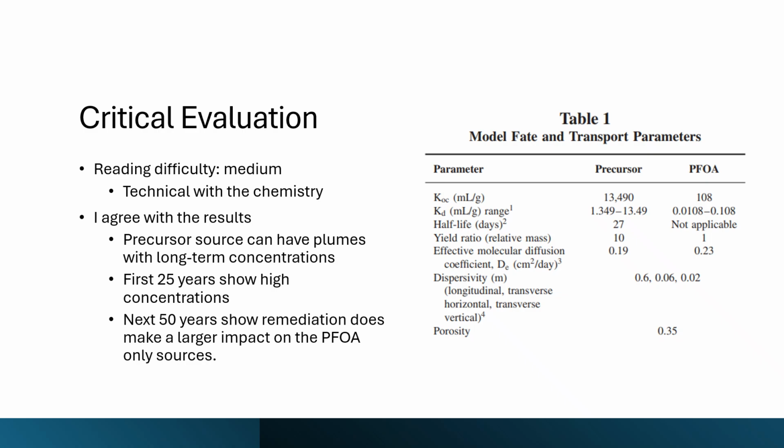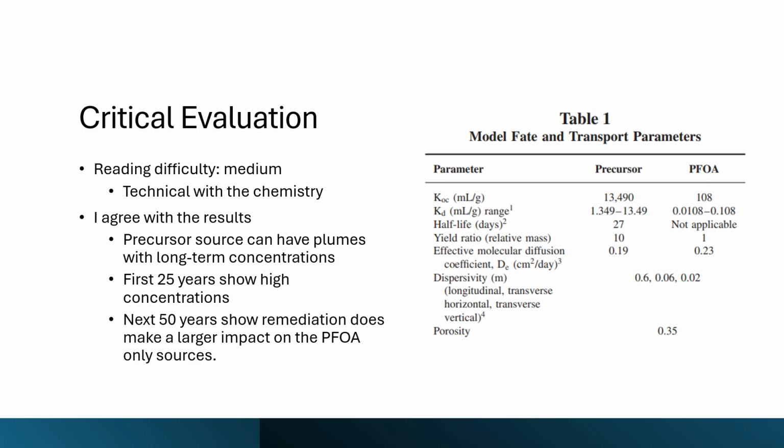This article, I would say the reading difficulty would be medium, as it could get difficult understanding the chemistry of the fate and transport parameters, such as the partition coefficients and the sorption distribution coefficients. That would be the KOC and KD values. It could get difficult because every PFAS chemical would have its own set values or ranges that would have to be modeled.